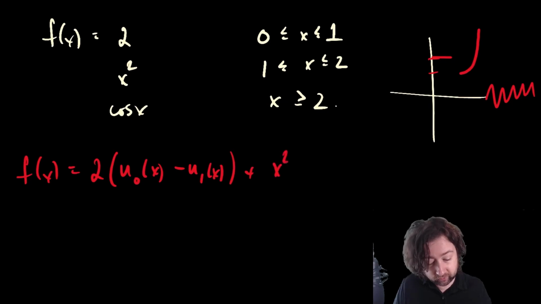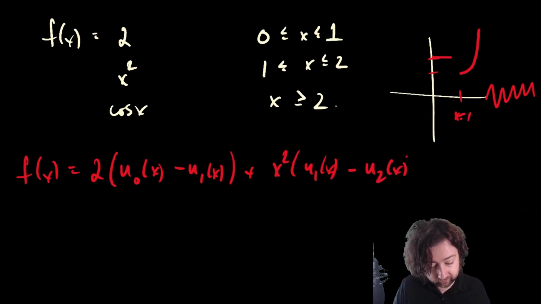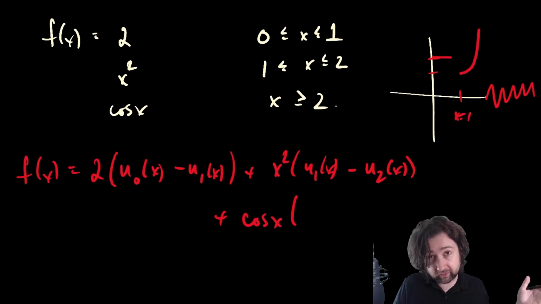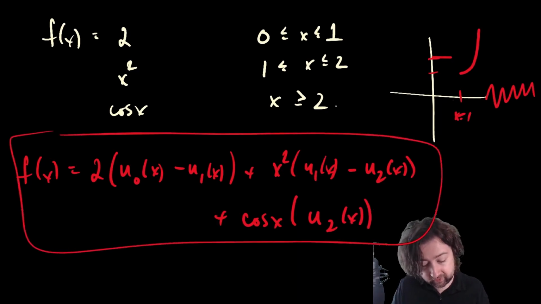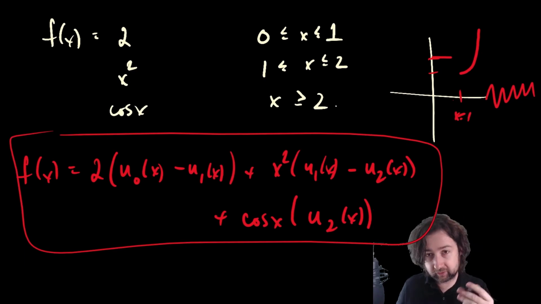Plus x squared times u1 of x, because that's where the parabola turns on. And then I have to subtract off the switch that turns it back off, which is u2 of x. And the final piece of the function is cosine of x. And that I can just turn on, then never turn off because it's on forever past that point. So I could write u2 of x. And so this function is the single line version of this piecewise defined function up here.